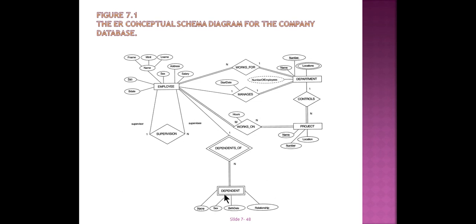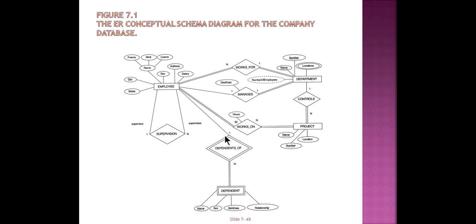In this case, dependent is associated with employee, right? Through the relationship set dependents of. These are interlinked through dependents of. So here the primary key of dependent will be combination of primary key of employee and partial key of the dependent table, because dependent has no primary key, it has only partial key. Name is the partial key of dependent. Now this is associated with primary key of employee, that is SSN. Now SSN plus name will be the primary key of dependent table.